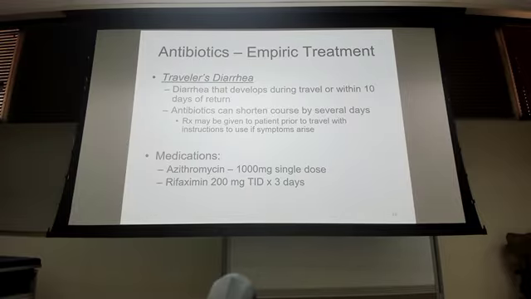So, azithromycin, a gram single dose, is probably the easiest. But I would know those two medications for traveler's diarrhea. You can give it to them to take just in case, only if they start having signs and symptoms, or if they're back within 10 days and they come in, it's within that 10-day time frame. Those are your medication choices for traveler's diarrhea.